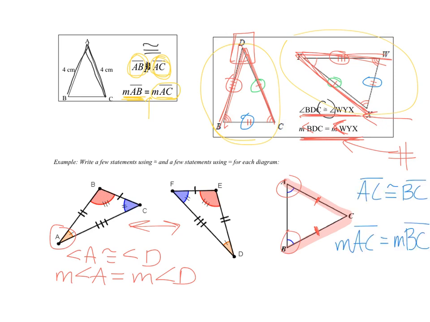Okay, so this is what you should have. Something like AC is congruent to BC, and then the measure of AC is equal to the measure of BC. Don't forget your bars on top for those line segments. So you want to have these on the top since all of these are line segments.